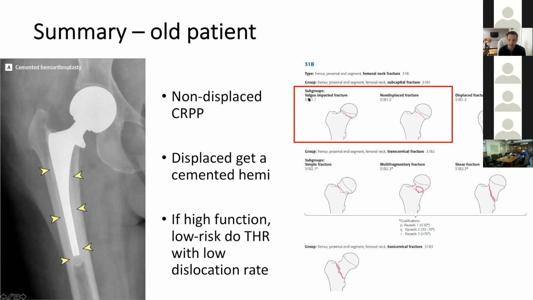And in all patients, you have this. These are the B1 fractures. If it's valgus impacted or non-displaced, you put cannulated screws. The basicervical fractures are not really treated in the same algorithm. For the transcervical, you use a cemented hemi, or if your patient is high function and low risk, you can do a total hip replacement, but you have to address the dislocation rate somehow. With the modern total hip replacement, either with the implant or with the approach, you can reduce your dislocation rate so it doesn't become an issue.